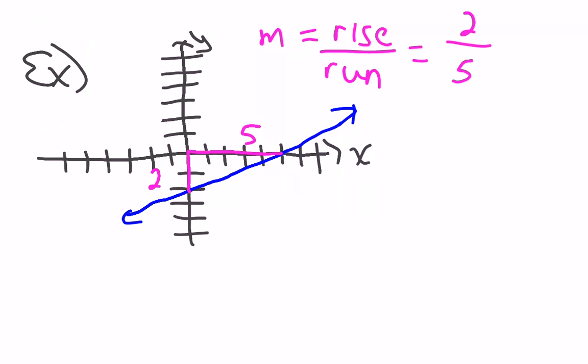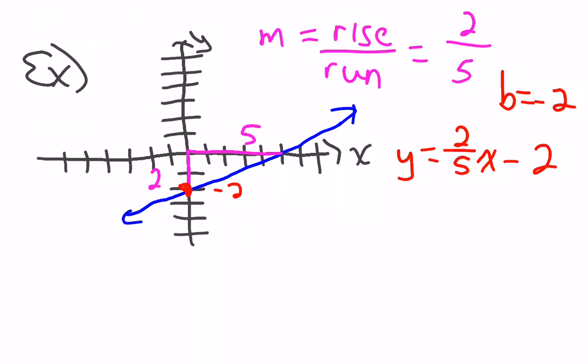And then we need our y-intercept. So where does it cross the y-axis? Right here at -2. And so we know our b is -2. So the equation, our original function, is y equals 2/5 x minus 2. Now let's find the inverse using the same process we used before. Swap x and y. So x equals 2/5 y minus 2.